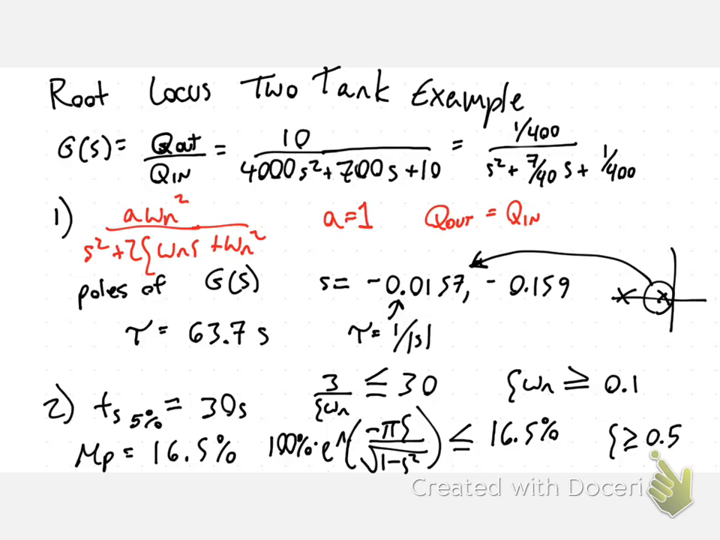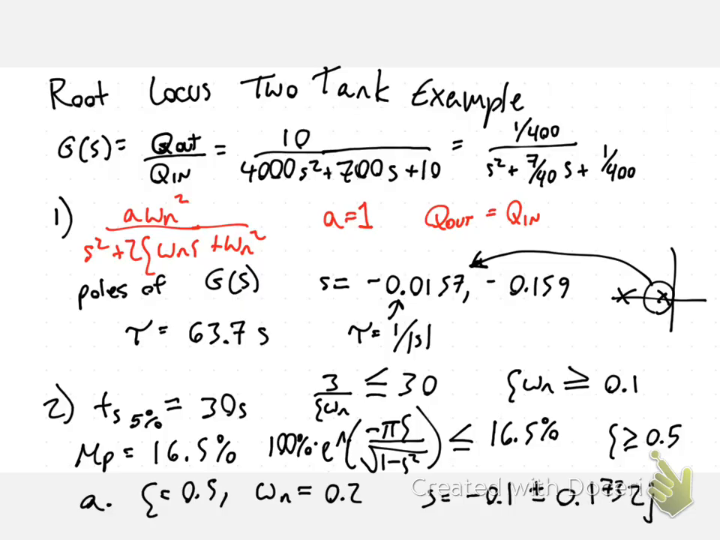And we're going to start off by saying our desired pole location will be when zeta is equal to 0.5, omega n is equal to, if zeta is 0.5, omega n would have to be 0.2, which would give us poles at negative 0.1 plus or minus 0.1732j. We get that just by plugging in the zeta and omega n terms to get those pole locations.